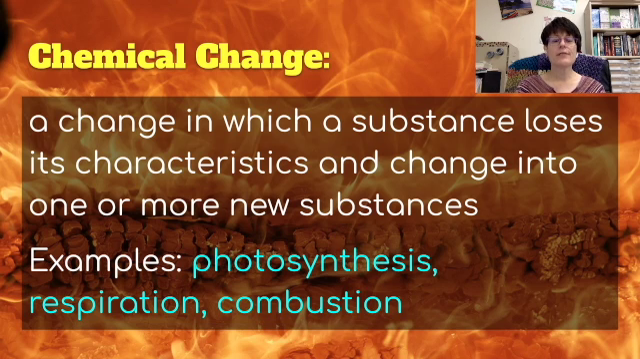In chemistry, we also have chemical changes. This is a change in which a substance loses its characteristics and changes into one or more new substances. Some common chemical changes that happen in biology are photosynthesis, respiration, and combustion. So that's when we come up with new things. For example, in photosynthesis, we start out with water and carbon dioxide and we make glucose sugar. And respiration is actually the opposite process. We start out with glucose and end up with carbon dioxide and water. So those are chemical changes where we have different substances.